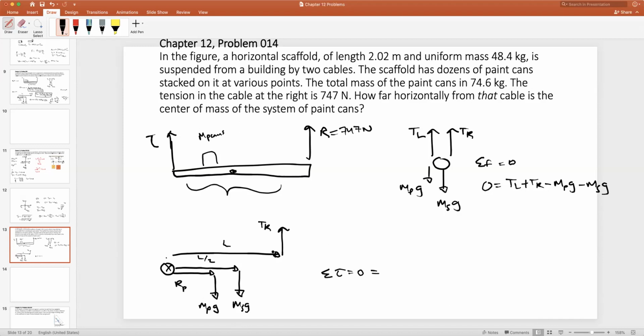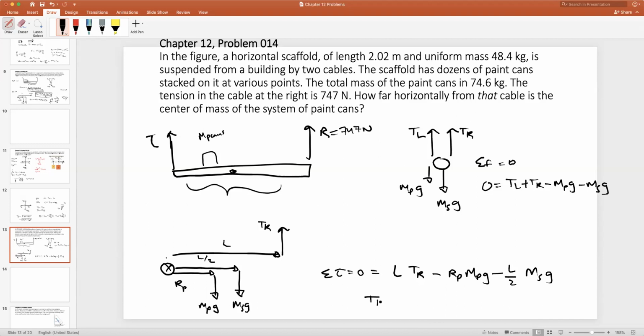So this tension is trying to rotate it counterclockwise. Therefore, it is positive. These two are both trying to make it rotate clockwise, so they are both negative. L T_R minus R_P M_P G minus L/2 M_scaffold G.